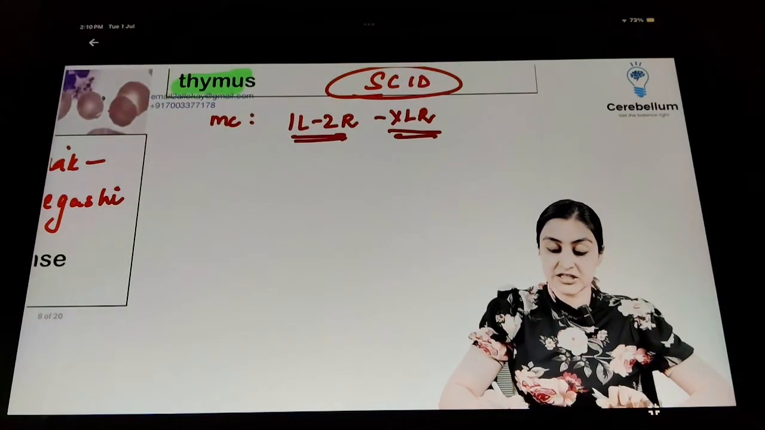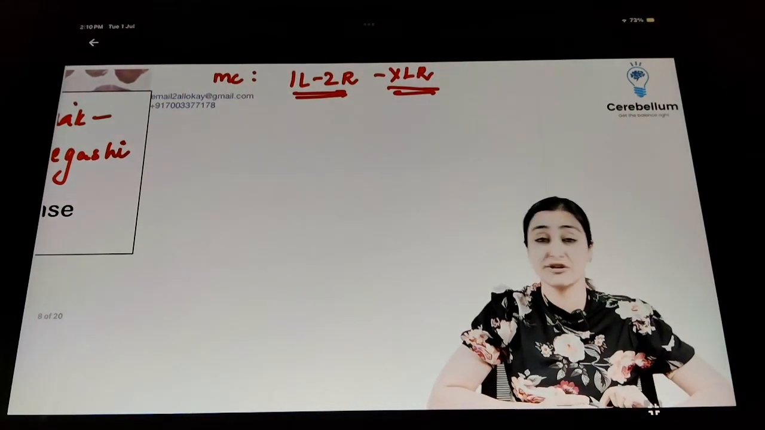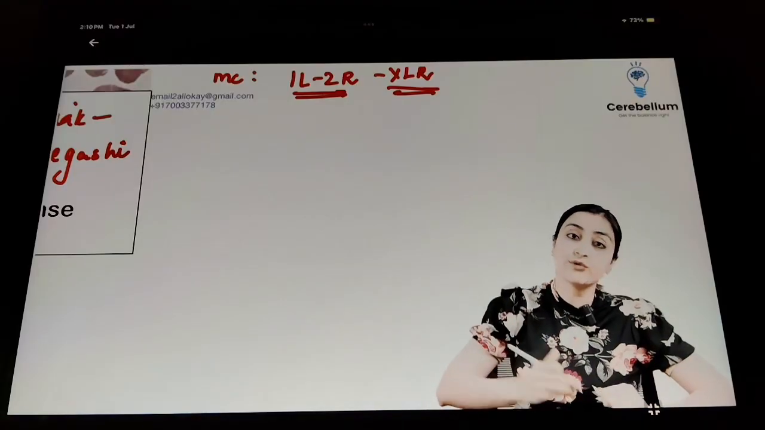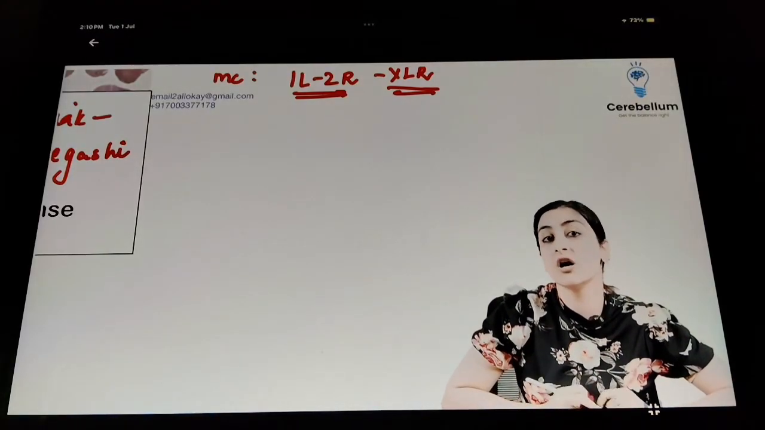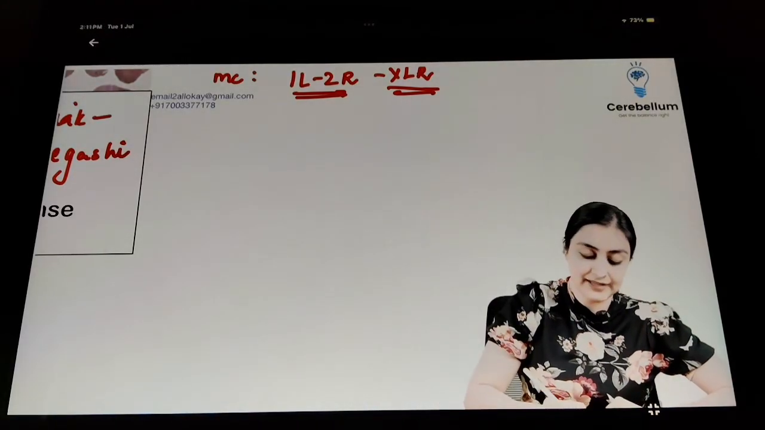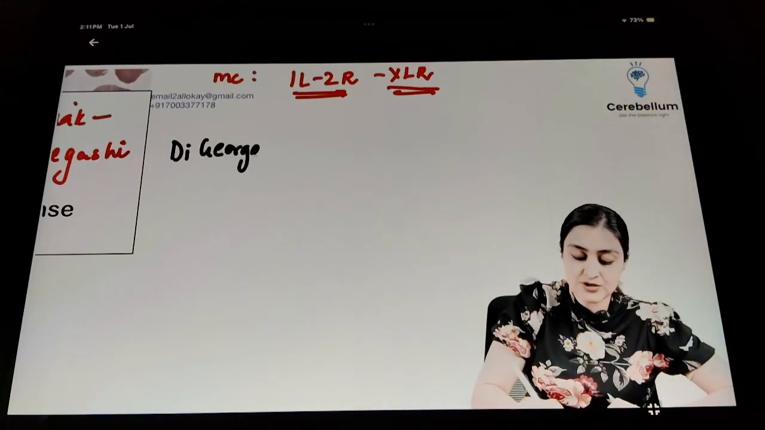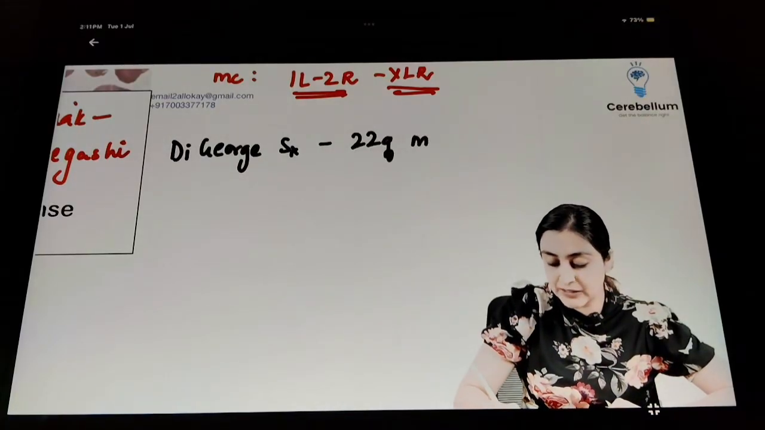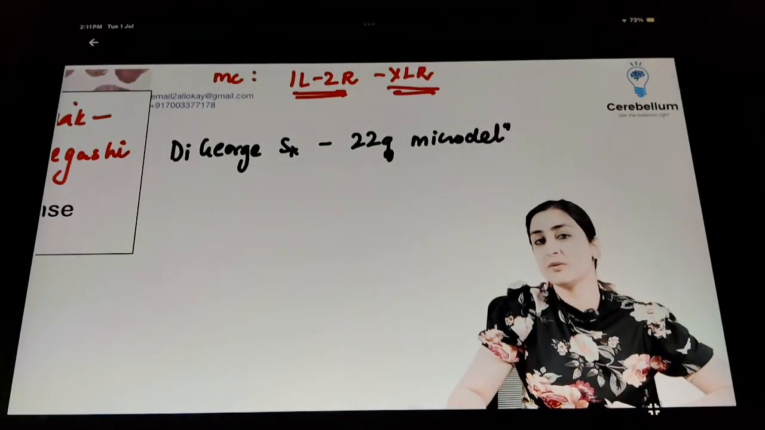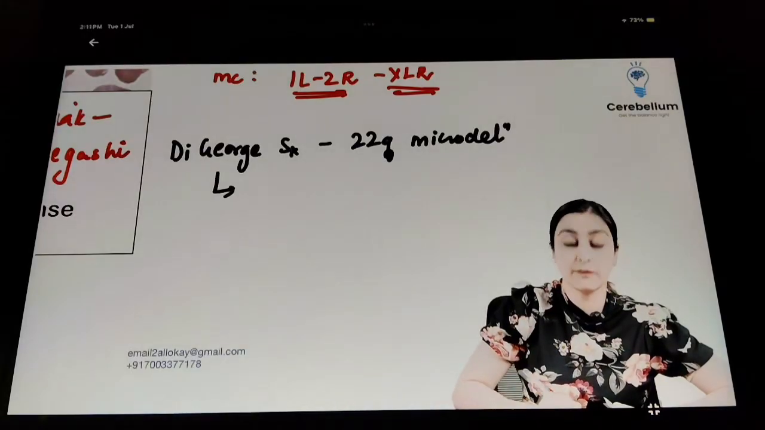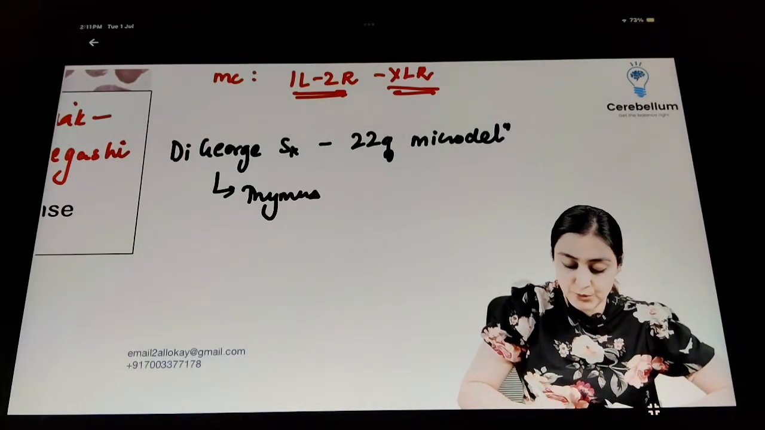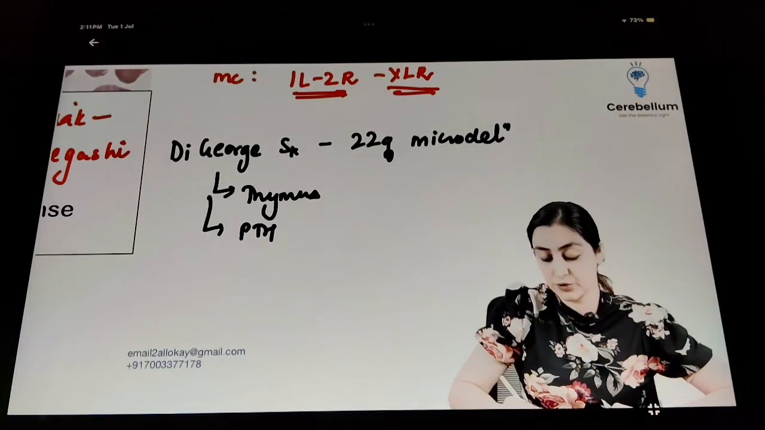Another T cell defect, we will study this in anatomy, is a pharyngeal pouch defect. Which pharyngeal pouch? The 3rd and 4th pharyngeal pouch. They are the ones which are going to form the thymus and the parathyroid glands. What am I talking about? I'm talking about DiGeorge syndrome, which is a 22q microdeletion. Now there is a catch-22 mnemonic here, but I don't want you to go into that. I want you to know the specific points. Here you don't have thymus and you don't have parathyroid, and that is all you need. The 3rd and 4th pouches are not there.